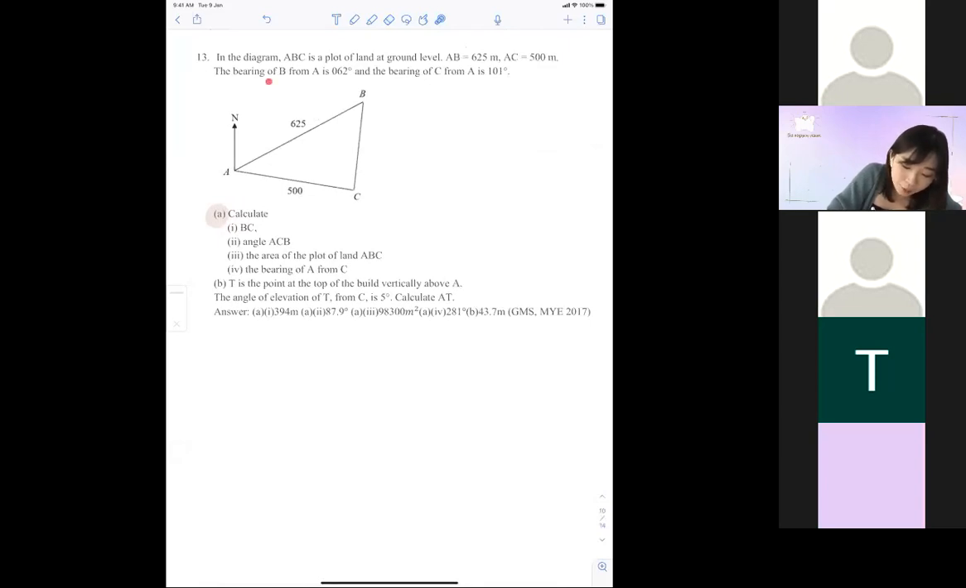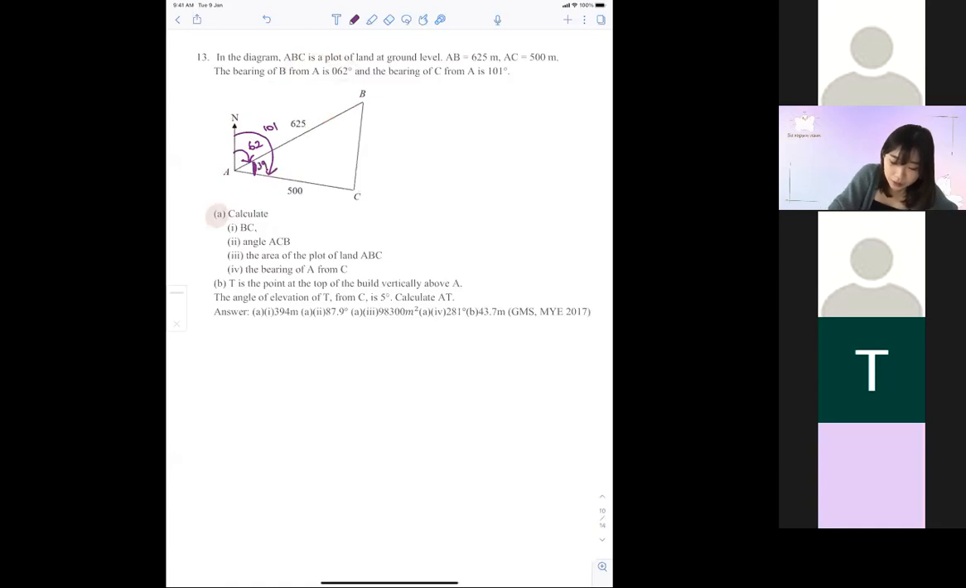So, the bearing of B from A is 62. First thing you find, from A, you must have a north at A, then draw for you. The bearing of B from A, so the line AB here, the north is here, go clockwise. This is 62. Next one, the bearing of C from A. So the line AC is 101, again from the north clockwise. If you want to find the angle here, you just take 101 minus 62, and you find this is 39.